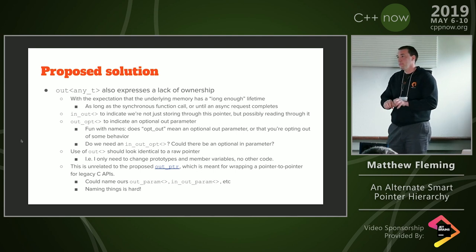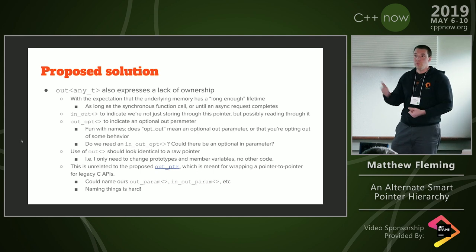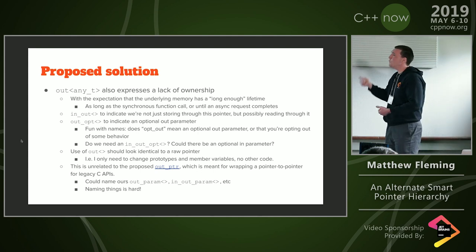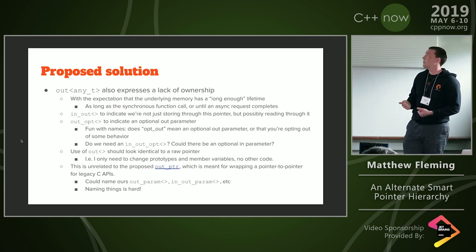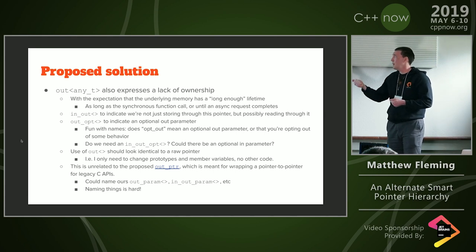If you tell me, I want you asynchronously to fill in some memory for me because that's the job I'm going to do and I know it's going to go async, it doesn't really make any sense to yank away the memory that I told you to fill in until you've actually finished the job. So even though this is a pointer to something that somebody else owns, and it's a shallow pointer, I have a different expectation of lifetime than I do with borrowed, which is why I have a different name for it. Some parameters are optional, so I have another name, out-opt.